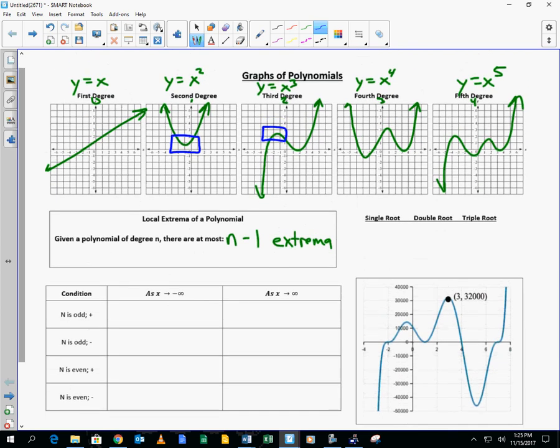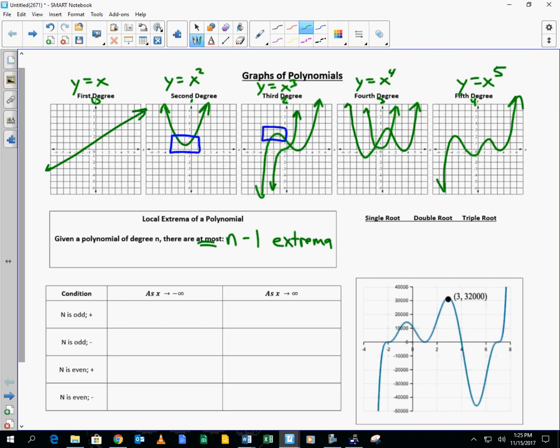Well, this one has 4. This one has 3. This one has 2. So we're just taking the degree minus 1, and that's how many local extrema it could have, at most, because you guys also learned that a cubic could also look like that, right? And that has no extrema. You also learned that a fourth degree could look something like this, right? That has one extreme value. So just because it's fourth degree doesn't mean it's going to have 3 extreme values. It might just have 1. Okay, it has at most n minus 1.